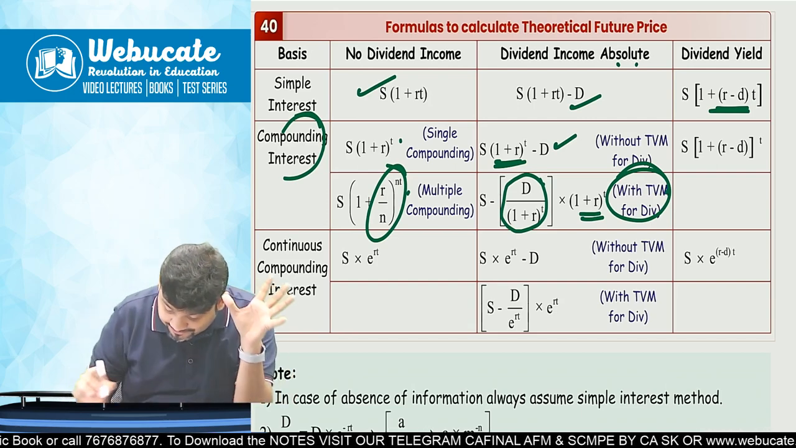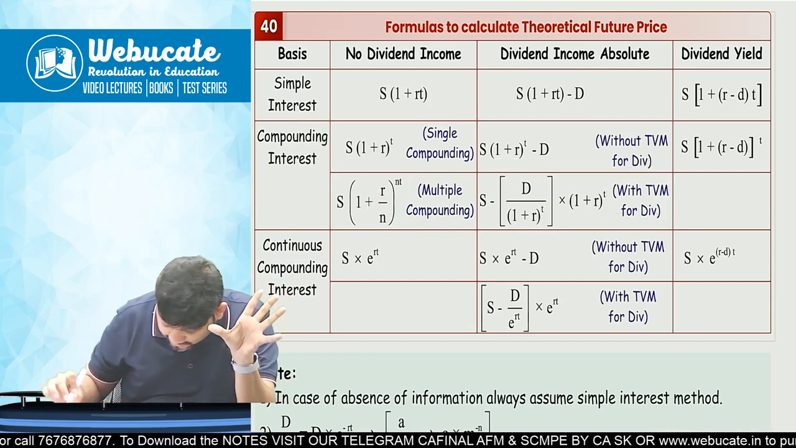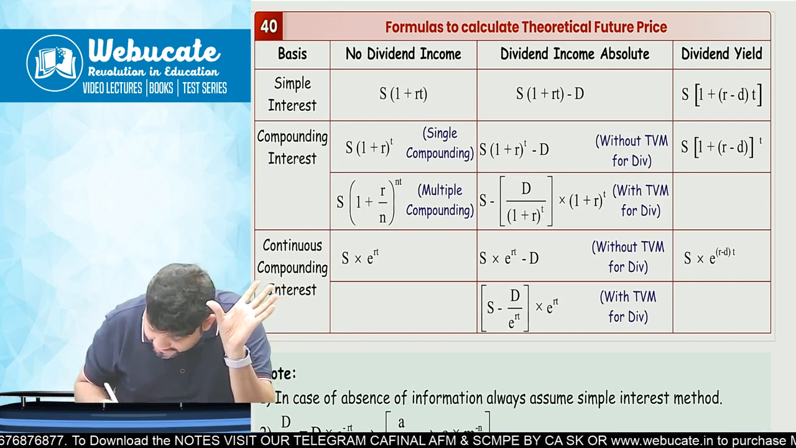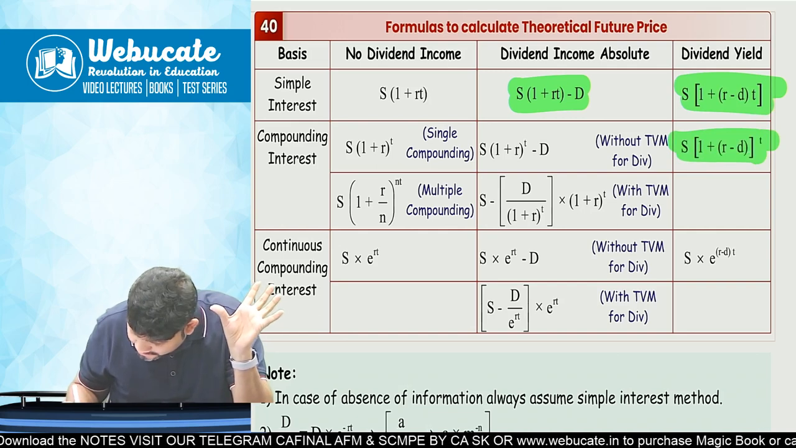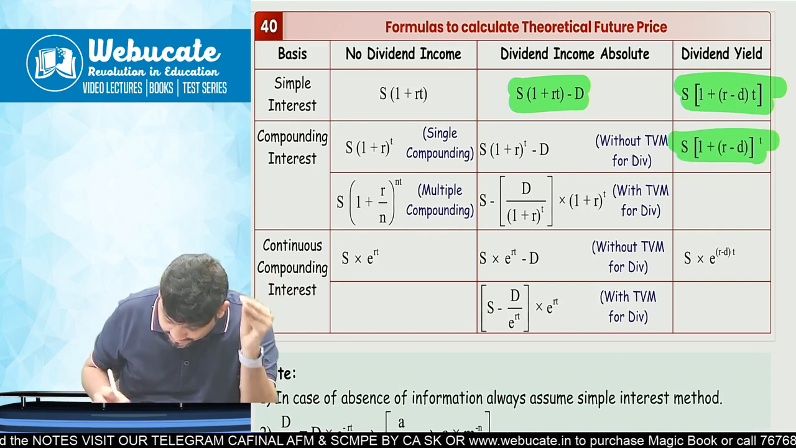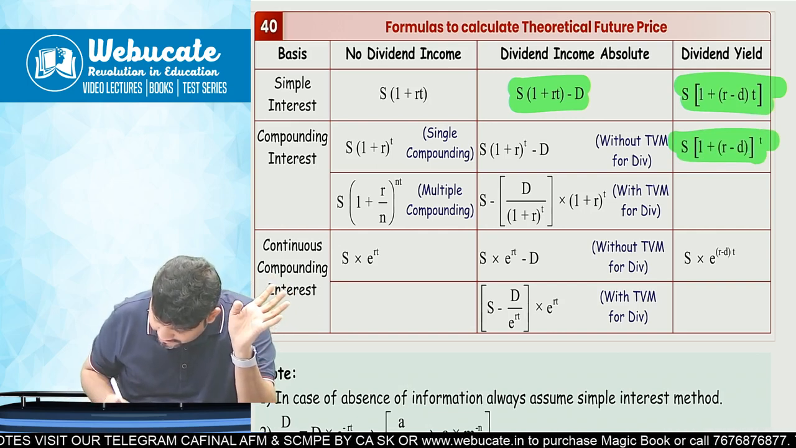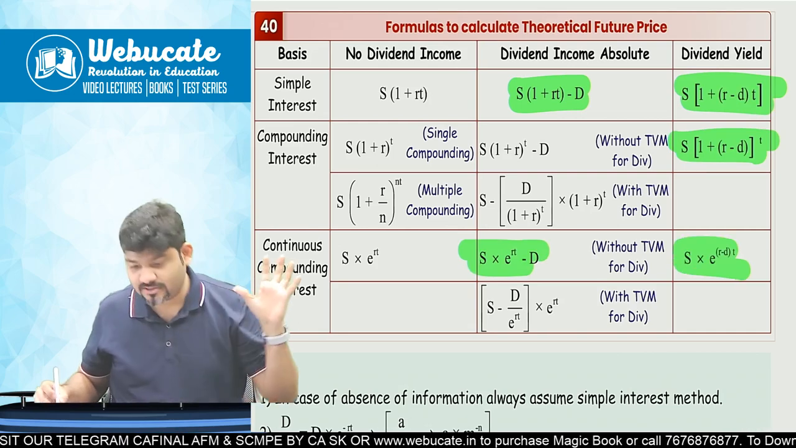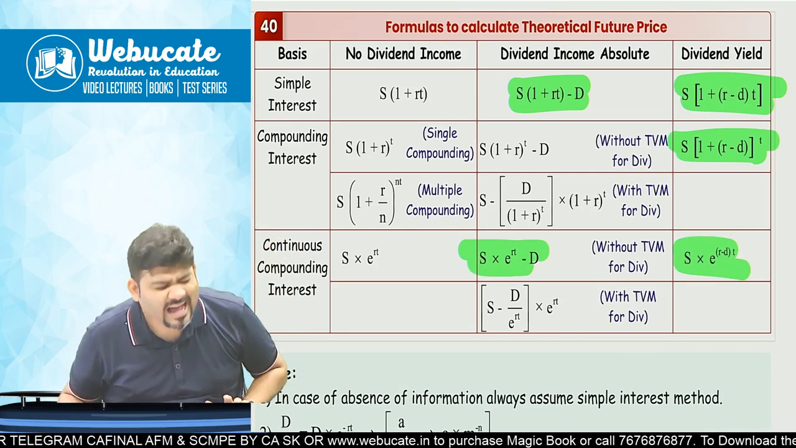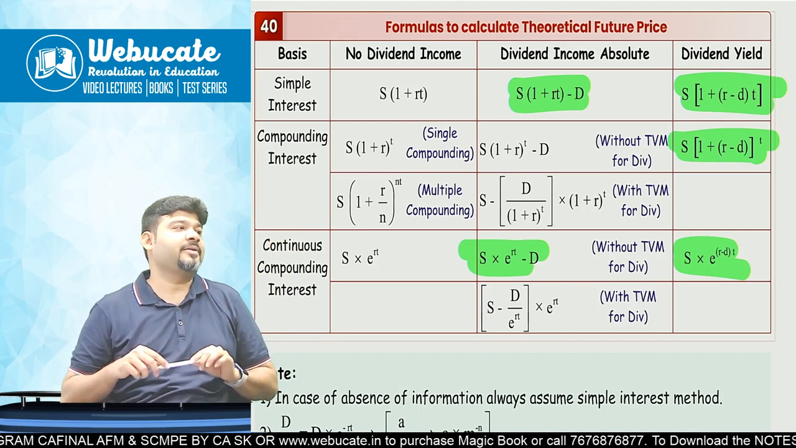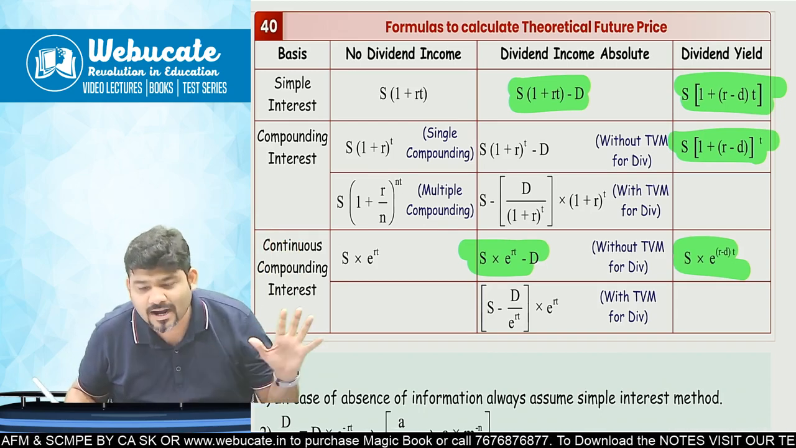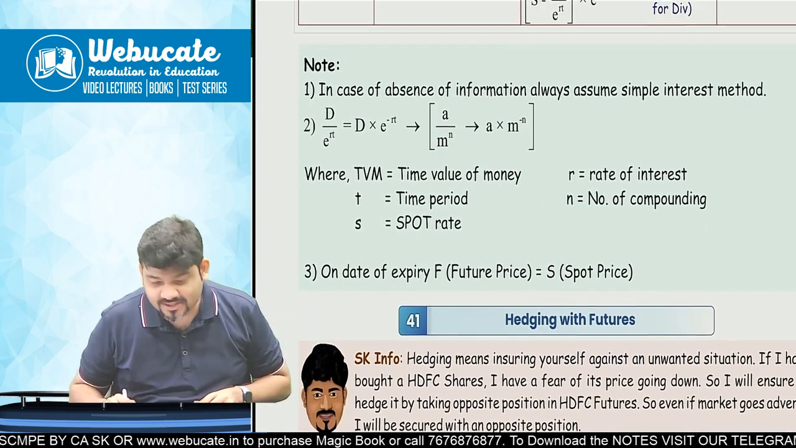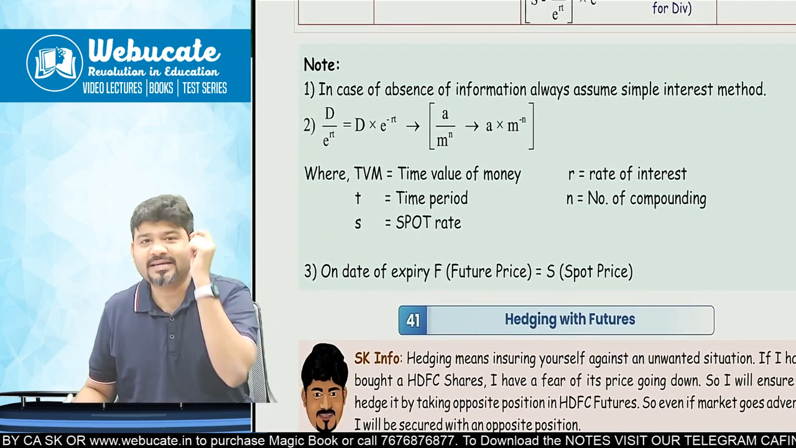So in the exam, what are the chances of questions? I'll tell you. They can ask you a question on this. They can ask you a question on this. And at max, they can ask you a question on this and this. The ones which I have highlighted in green have 99.99% chances that the questions will be asked on them. Done. So with this, we complete theoretical future pricing.